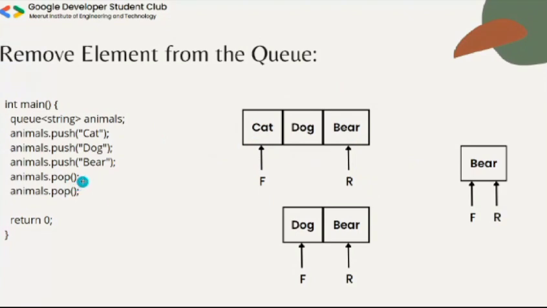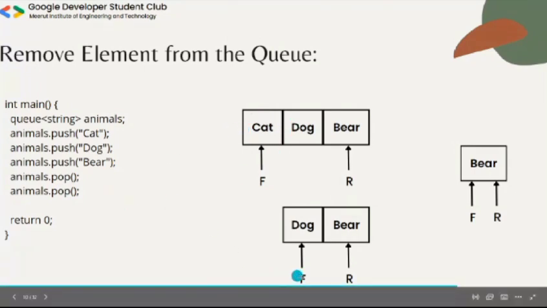Now in this line, animals.pop, you can clearly see that I give the data value or input value in the case of push. But in the case of pop, I'm not giving any input value. Which means whatever my front is pointing to, that value will be deleted. That value will be removed. In my case, my F is pointing to cat. So in the first line, animals.pop, my cat will be removed. Now my F will point to dog here.